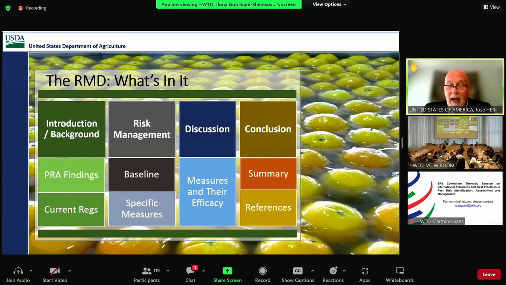The general risk measures are those required for programs, such as, for example, the planting growing media program. Specific measures are those needed outside of the programs and also those that are not covered in the CFR, or Code of Federal Regulations. The discussion section of the document explains the systems approach measures and how the mitigation measures will decrease the chance of the pest following the pathway. Finally, next slide, please.